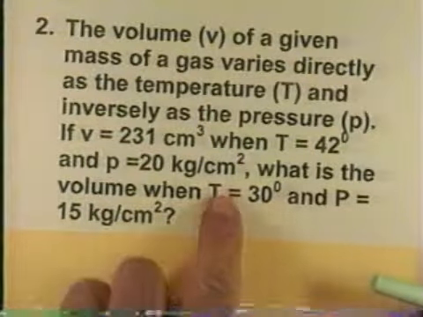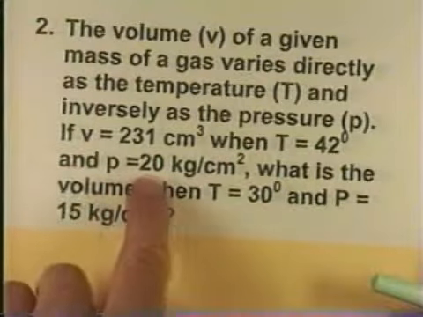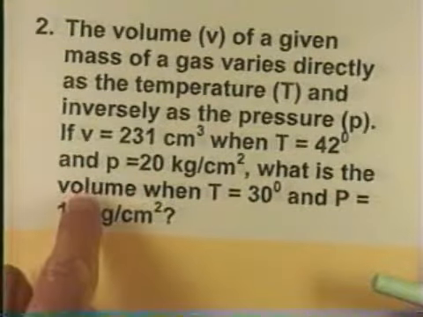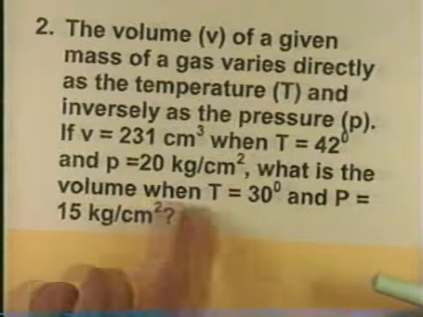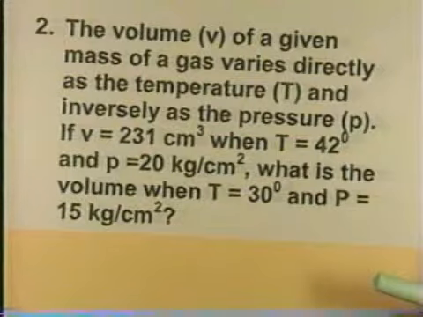So remember what you want to think. If V is 231, when T is 42 and P is 20, what is the value of V when T is 30 and P is 15? That's really what you want to think.